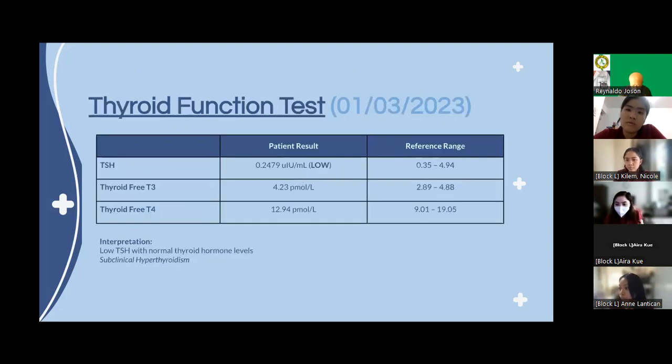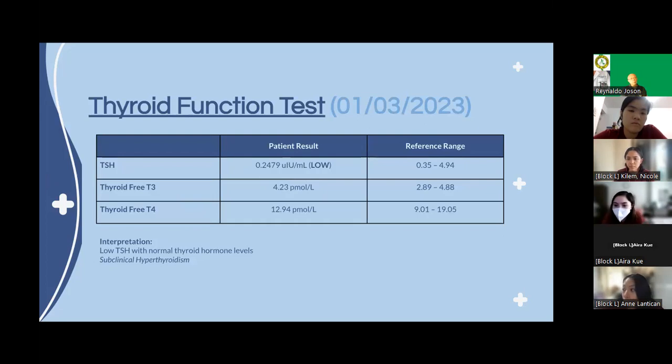So for the thyroid function test of the patient, as we can see here, the serum TSH of the patient is low po. So serum TSH po is important and should be obtained upon discovery of a thyroid nodule greater than 1 centimeter in diameter. So for the reading po of this, since the patient has low TSH with normal thyroid hormone levels, the patient po has subclinical hyperthyroidism po.